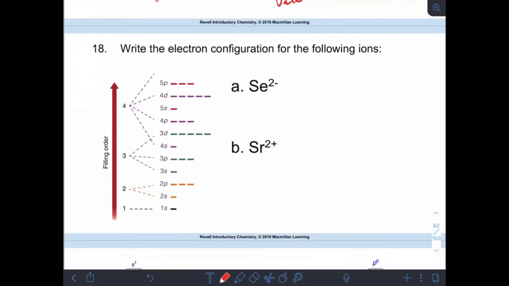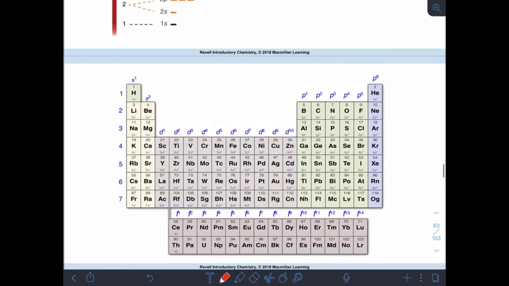All right, now we haven't talked about dealing with ions yet. So let's do that. The best way to do it is to start with the neutral electron configuration. So start with the neutral electron configuration. Let's find selenium, and it's sitting over here at element 34.